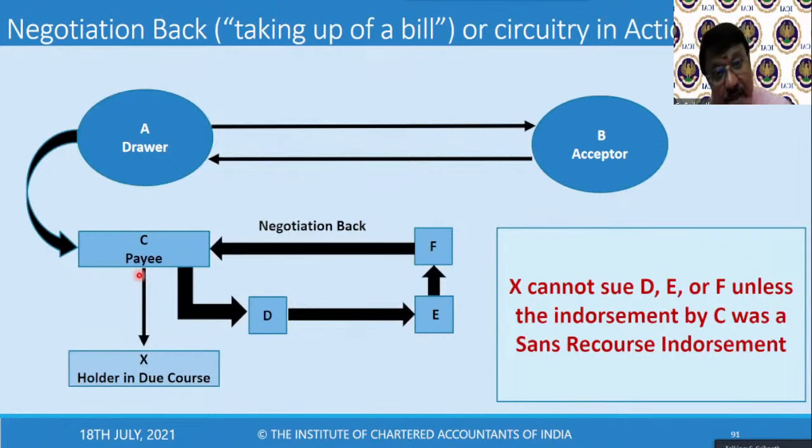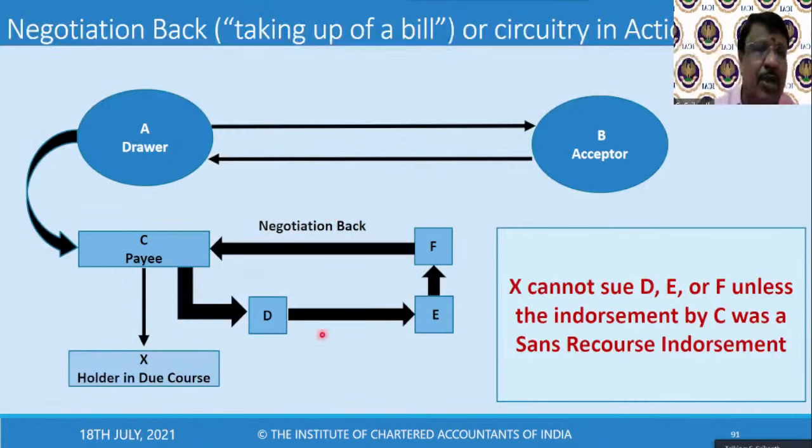So what happened at this point in time? As an endorsee, he further endorses it to X, who is the holder in due course. Now the law says X can definitely go to B. Suppose B does not pay, X will sue C and A. Now C, what will he say? Simply go to F. Then F will say, go to E. Then E will say, go to D. D will say, go to C. And so X will go mad. So they say X cannot sue D, E, F.